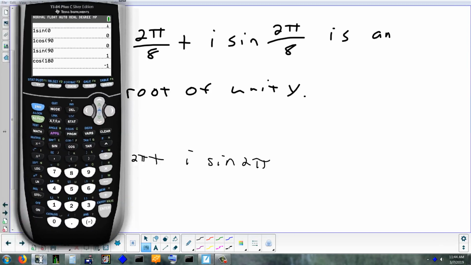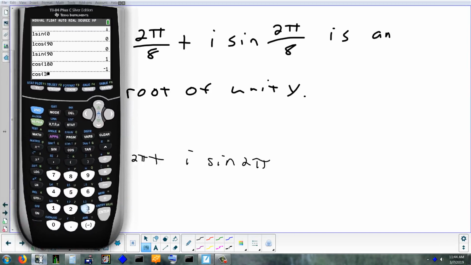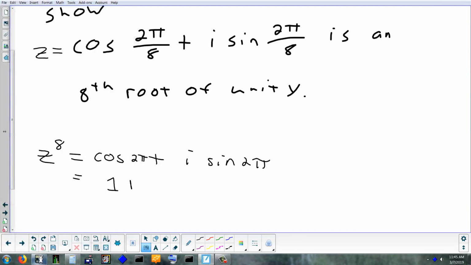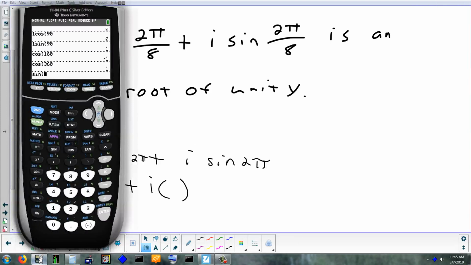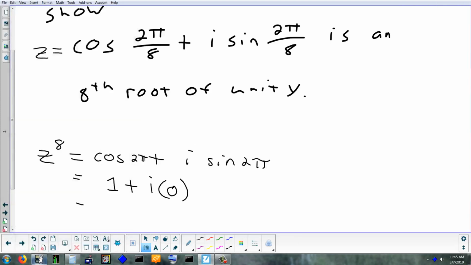2 pi is what in degrees? 360. So we get 1 plus i times 360, which is 0. i times 0, gone. When you raise that number to the 8th power, you get 1, which means it must be an 8th root of 1. There are 7 other answers too, all distributed around an octagon.